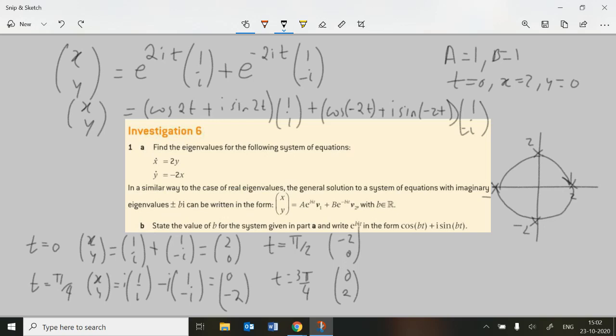Okay, now, in fact, you can determine the direction pretty straightforwardly by just considering what happens to dx/dt when we've got, say, for example, this point here. So dx/dt, remember, was 2y.